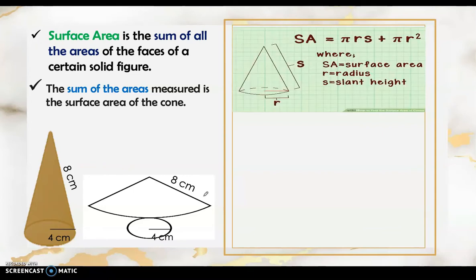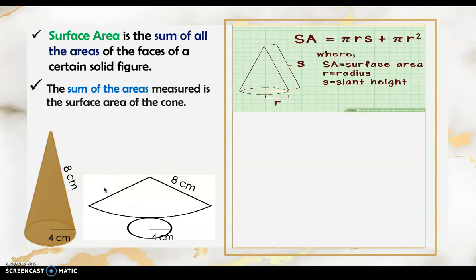Now, the formula for the surface area of a cone is pi rs plus pi r squared. This one is the area of the circle, which is pi r squared, since there is only one circle or one base of the cone, and this pi rs is the curved face or the face of the cone, and this s here stands for the slant height. The r is still the radius and pi is 3.14.